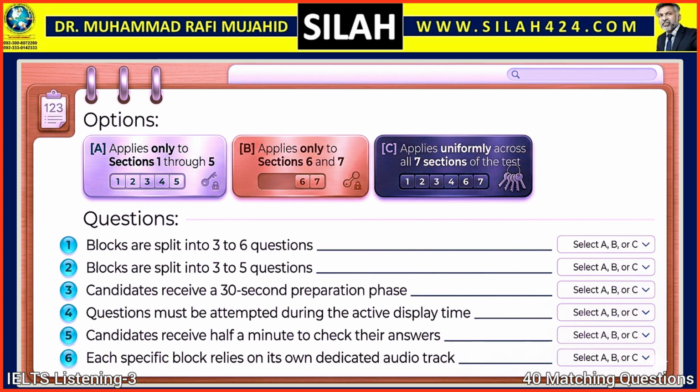Ah, I see. So it's broken into bite-sized pieces. Walk me through exactly what happens when a new section starts. What is step 1? Step 1 is your preparation phase. Before any audio track plays, you will get exactly 30 seconds of silence. During this half-minute, you need to look closely at the specific block of questions on your sheet, underline keywords, and brainstorm synonyms for the choices. Got it. Use the silence to prepare. What happens when those 30 seconds are up?